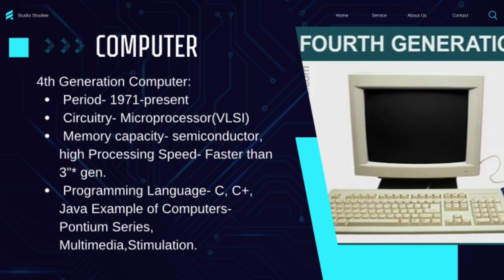For the fourth generation of the computer, period 1971 to present, it is the microprocessor or VLSI. It has a memory capacity of semiconductor, high processing speed, faster than the third generation, and programming languages of C, C++, and of course Java. Examples of this computer are the Pentium series, multimedia, and simulation.